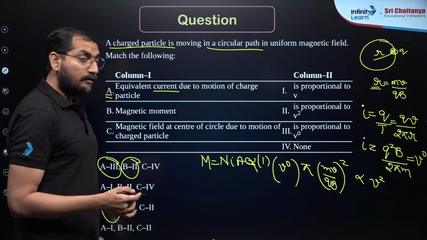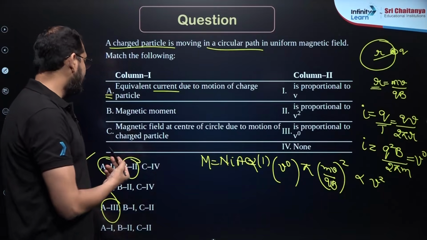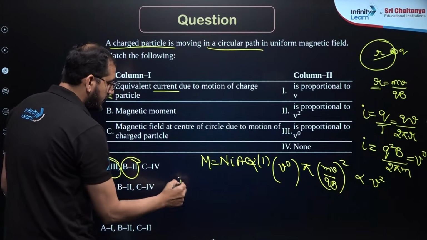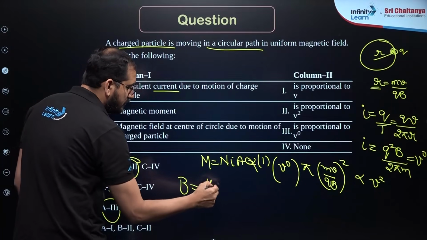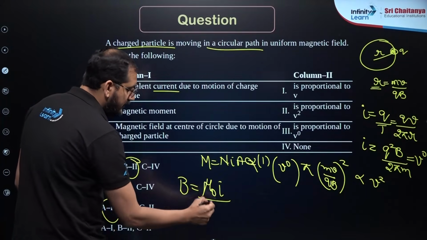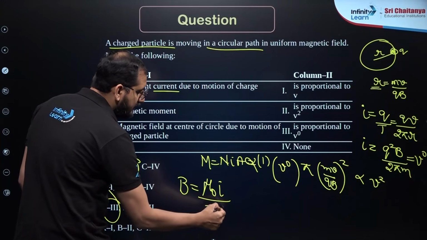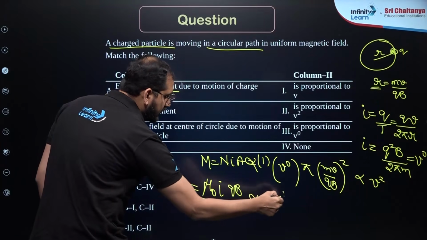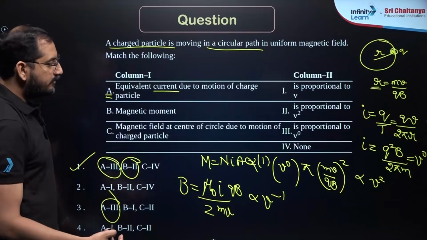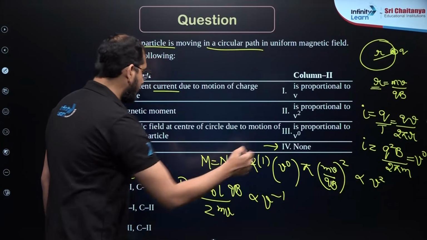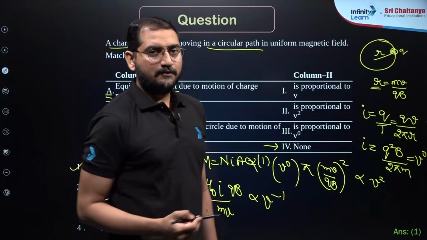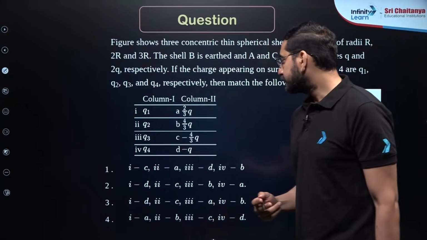But for the love of physics, let us also try to solve the C1. I need to find the magnetic field at the center of the circle. We know that the formula B is mu naught I divided by 2R. R can be written as mv by qB. So here I am getting proportionality as v to the power -1. So none of them was over here. So that's why it matches with the fourth one. Okay, that's your answer. Let's move on to our next question.